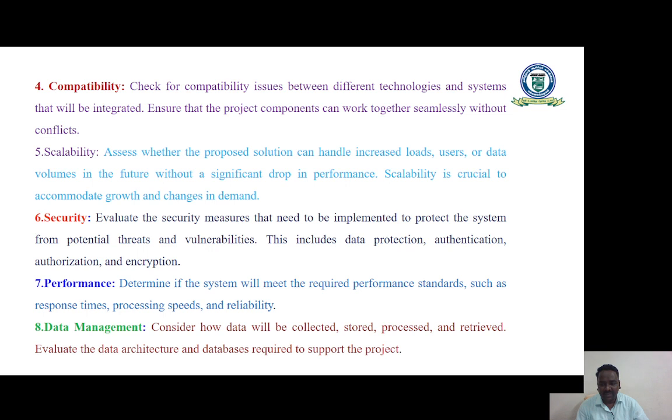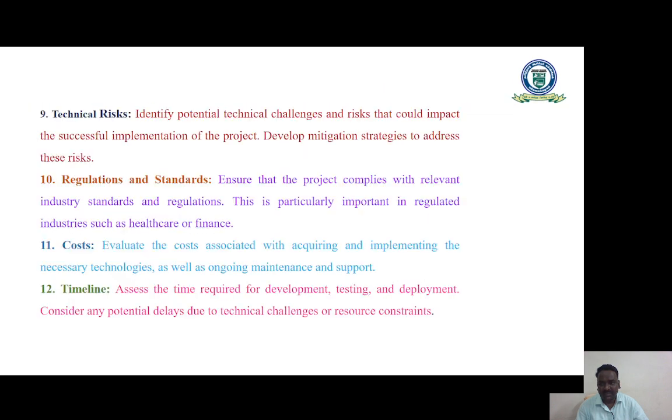The seventh key factor is performance. The performance determines if the system will meet the required performance standards such as response times, processing speeds, and reliability. Eighth one is data management. Consider how data will be collected, stored, processed, and retrieved. Evaluate the data architecture and database required for the project.